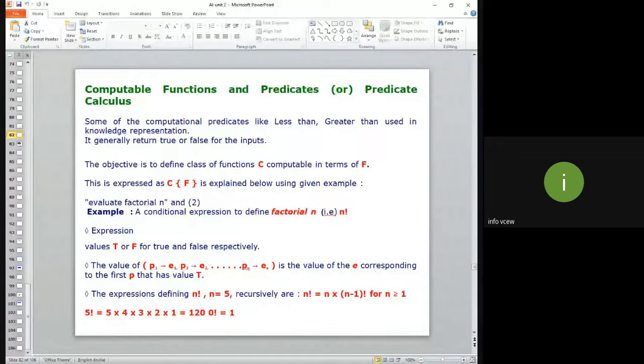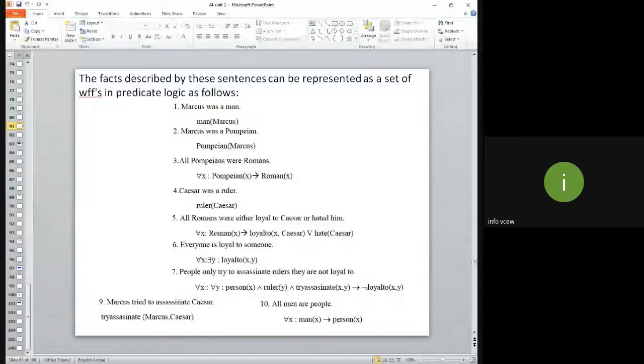I want to find the factorial of the number, 5 factorial. So first I want to find 1 factorial, next 2 factorial, then 3 factorial. So I give a set of statements, and from the set of statements I find the final conclusion. That is predicate logic. Okay, so Marcus was a man, no? Marcus was a Pompeian. Before going to the further statements, I can explain some things and then we can come back here.